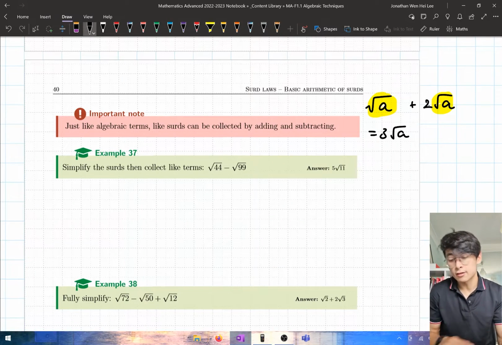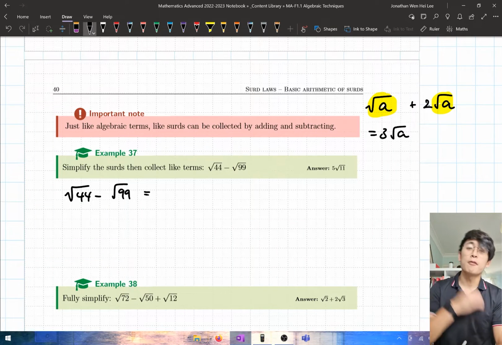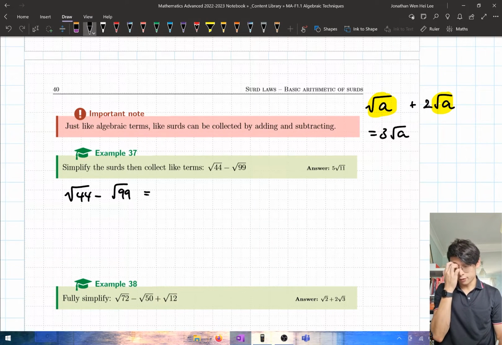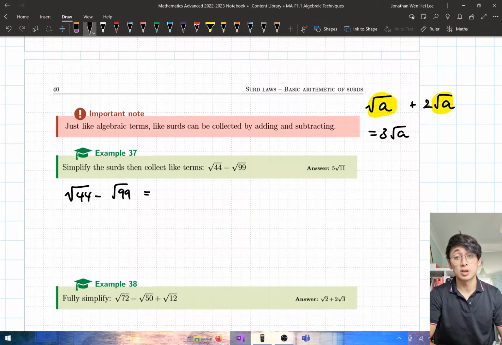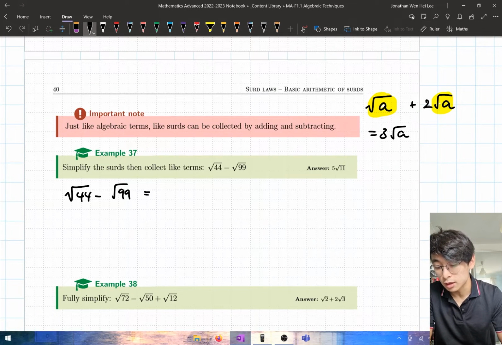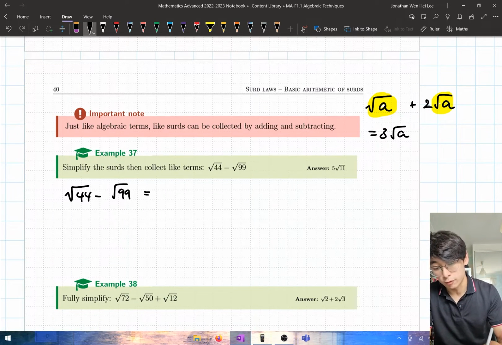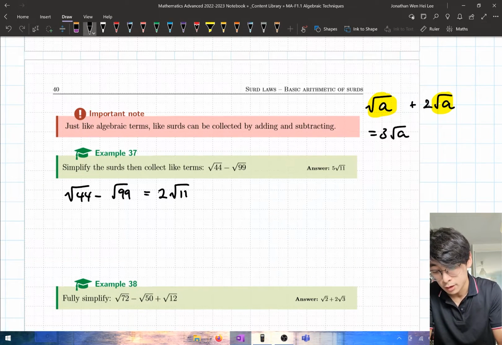Okay, so let's have a go at simplifying the following example. Simplify the surds and then collect like terms. So here we've got square root 44 minus square root 99. If you have a look at these two numbers, hopefully you notice they don't have the same number under the surd. So we can't just add them, or in this case, subtract them immediately. What we need to do is simplify these surds. So let's have a look at the first number. Hopefully you can tell, 44 has a factor of 4. That's a perfect square number. And so I can take out that 4 to the front. And so the square root of 4 is 2. So this becomes 2 square root 11 minus.